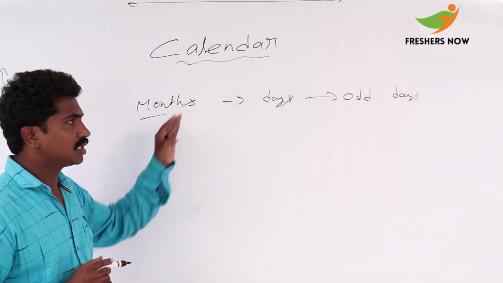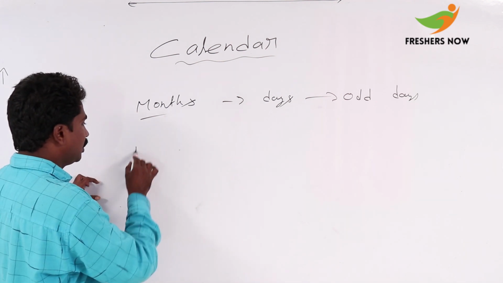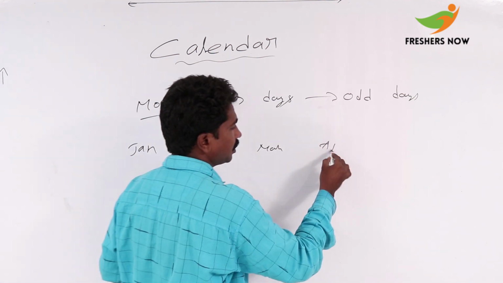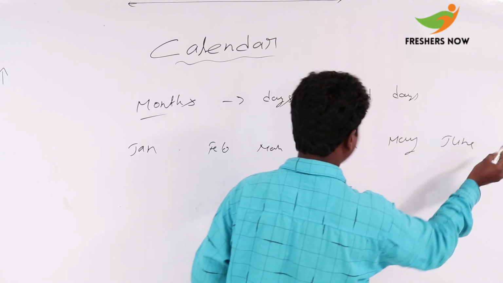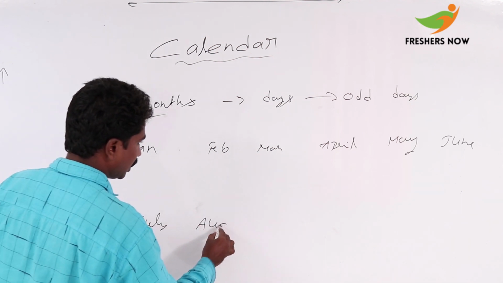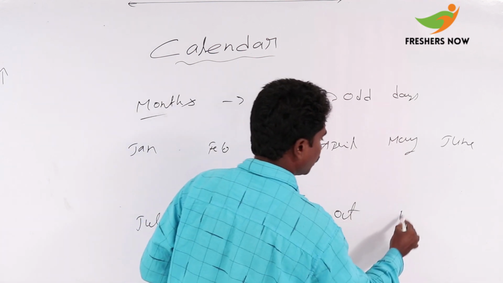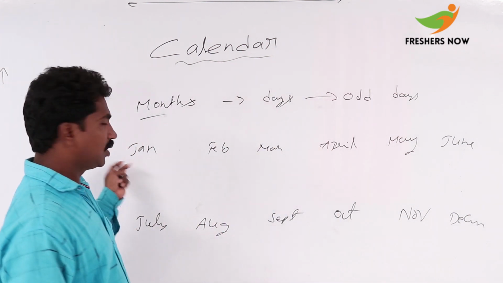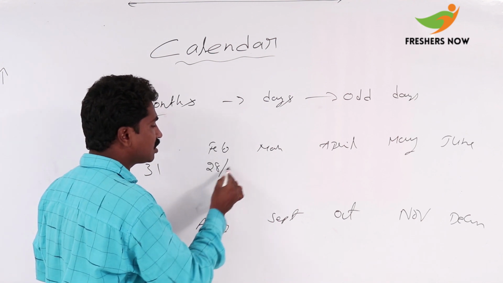Now we write months, odd days and odd days. Here we write January, February, March, April, May, June, July, August, September, October, November, December. Here we know for January 31 days, for February either 28 or 29.